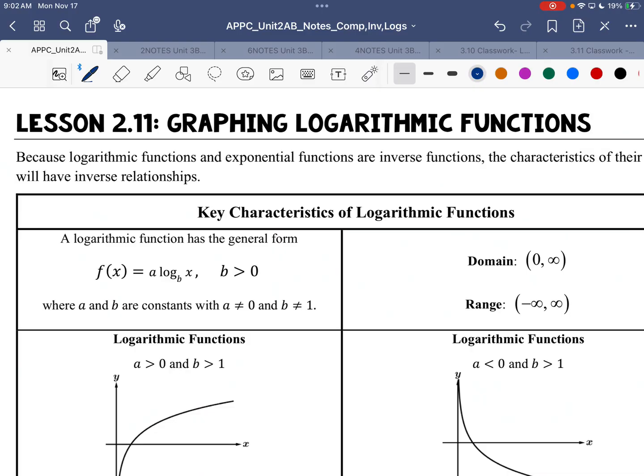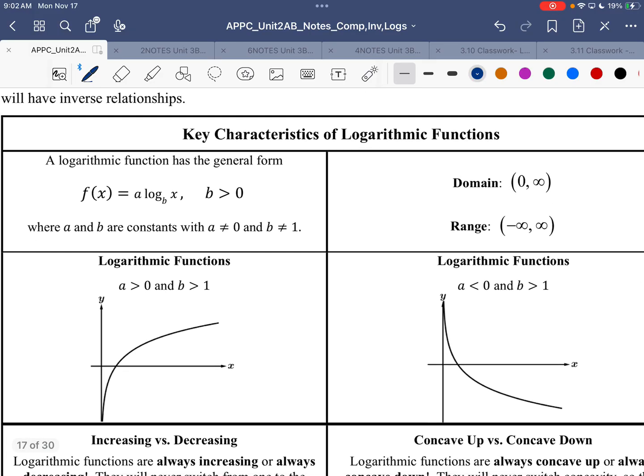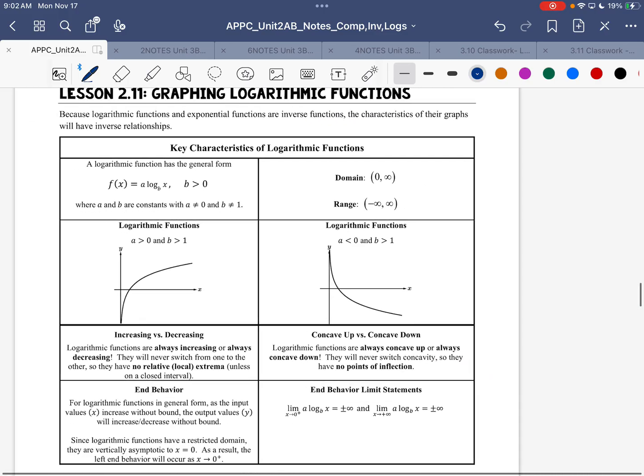All right, so 2.11, we're graphing logarithmic functions. The easiest way to graph logarithmic functions is to do the exponential function and then swap it over y equals x. So if we think about some characteristics of log functions, we talked about this a little bit last class. a can't be 0 and b can't equal 1.